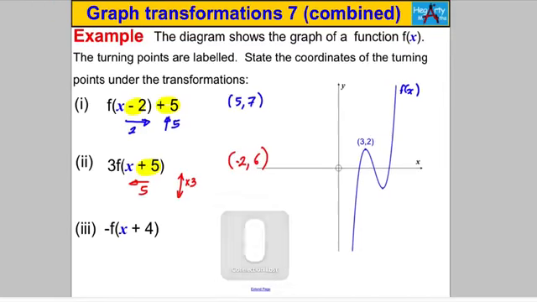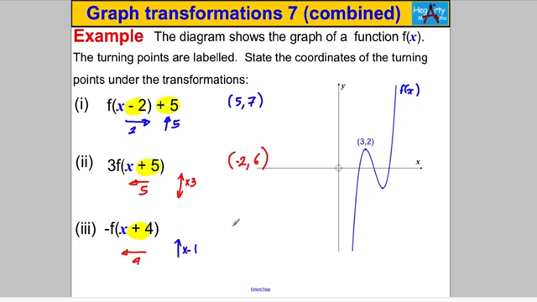Now, the last one here, we have two things going on as before. We are adding 4 inside the bracket. Remember, that's to do with the x direction. It does the opposite to what you think. It's going to move the graph to the left by 4 units, and we're multiplying by negative 1. That's affecting the y numbers, multiplying all of them by negative 1, which is like a reflection in the x-axis.